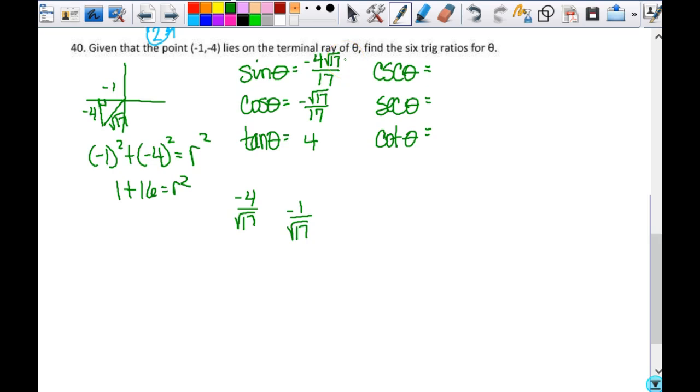But sine is y over r, so cosecant is r over y, and so that is just square root of 17 over -4. Same thing here with secant. Well, cosine is x over r, so this is r over x. So that's the square root of 17 over -1, so it's just negative square root of 17. Cotangent, I can easily take the reciprocal of this, or since tangent is y over x, this is x over y, which is going to give me a positive 1/4.